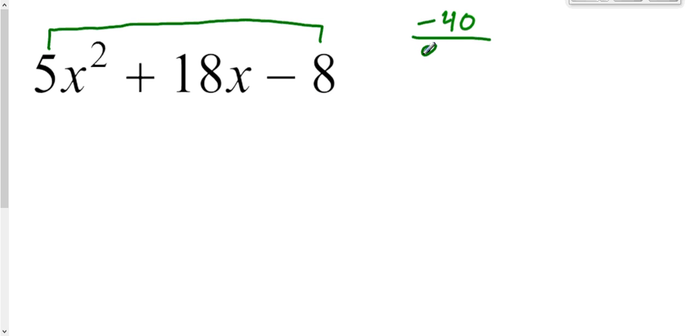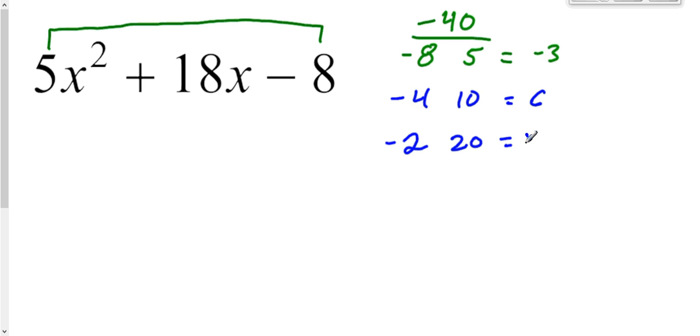My first thought, negative 8 and 5. If I add those together, I get negative 3. That is not the numbers I need. Maybe 4 and 10. Let's make it a negative 4. They add to 6. The numbers that we're actually going to need is negative 2 and 20. There's the 18.